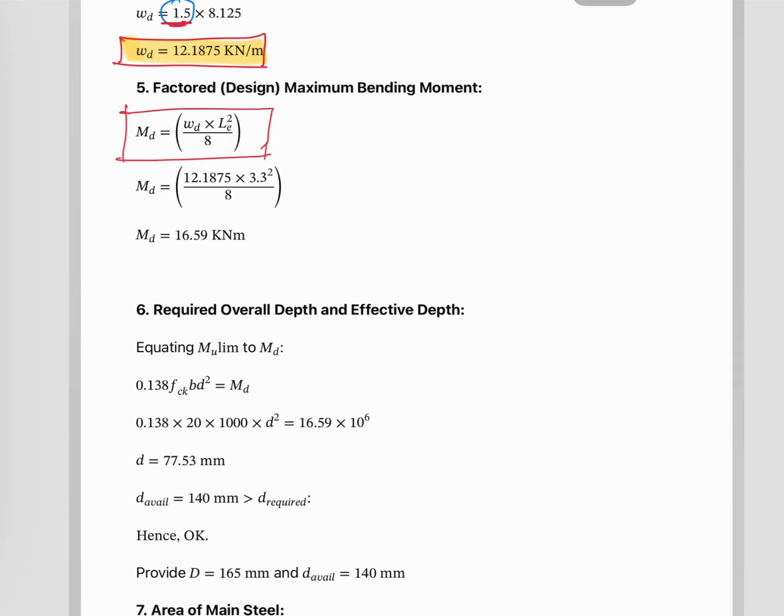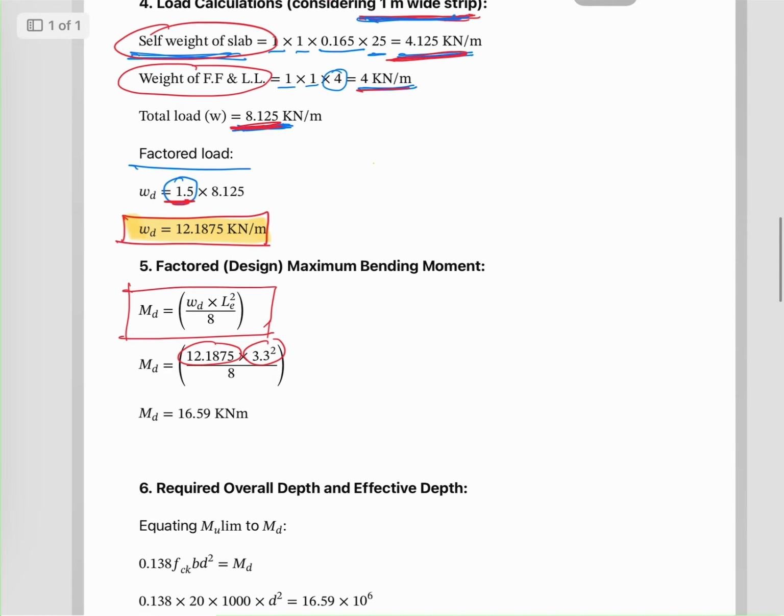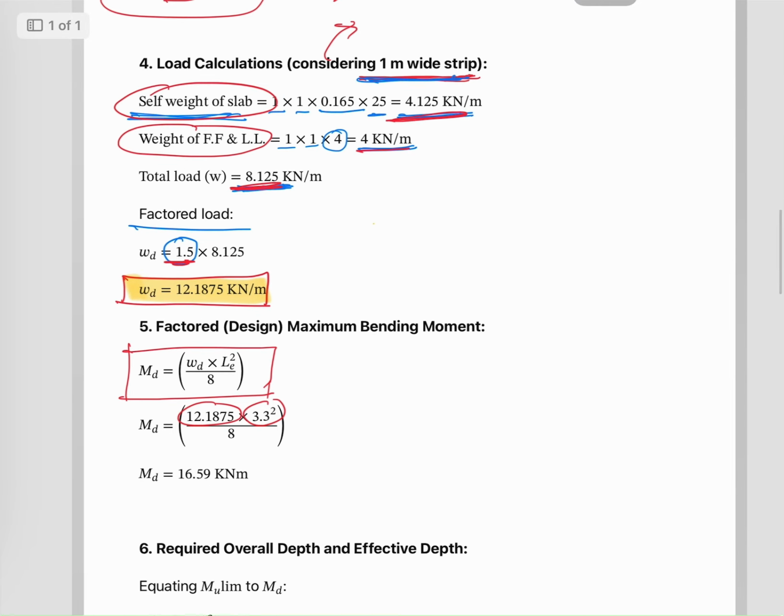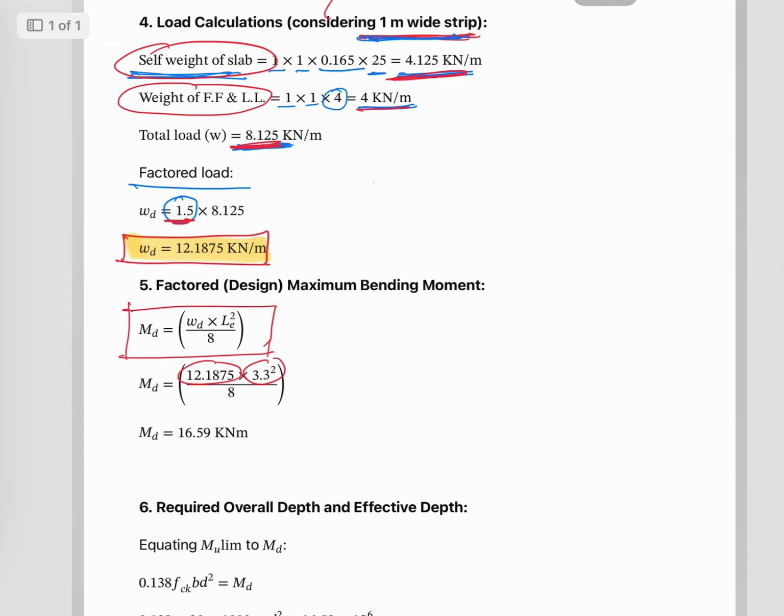So we have a factored load of 12.1875. Effective length, which is given for us, is 3.3 meter, divided by 8 as a standard. So we got the factored moment as 16.59 kilonewton meter. Remember, load is per meter, moment is into meter.